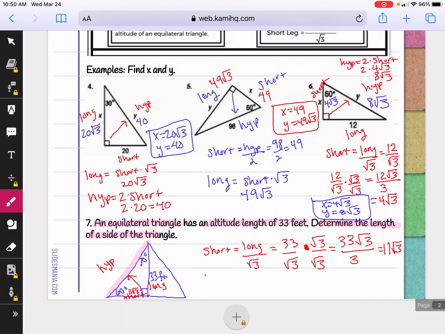Now if we want the hypotenuse, you do 2 times the short leg. So 2 times 11 square root of 3 is 22 root 3. And that would be our hypotenuse. So now that we know the hypotenuse, that's the side of the equilateral triangle, we just need to make sure to include units in our answer. So the length of a side would be 22 square root of 3 feet.